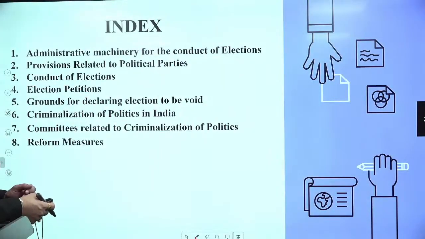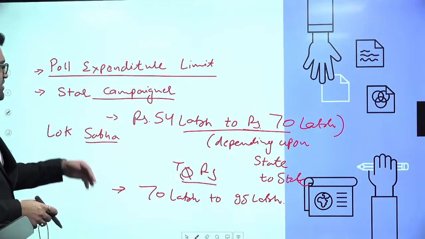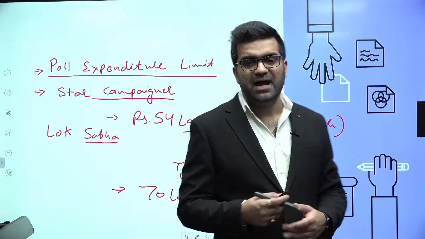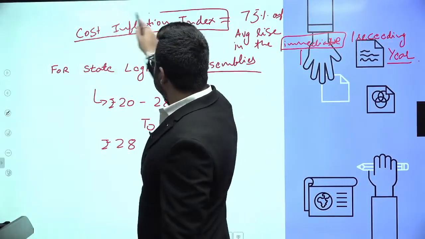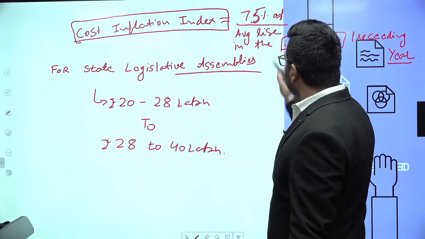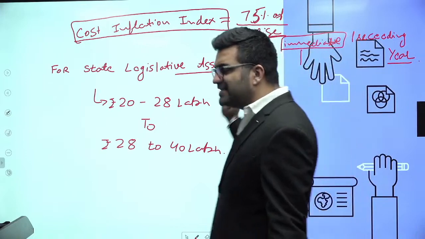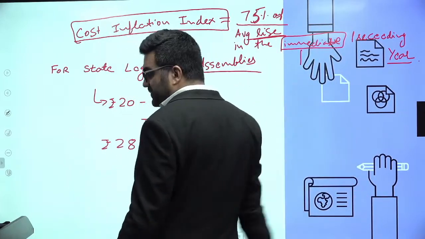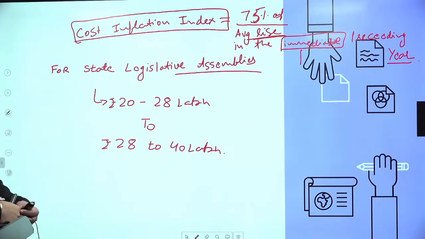But now coming back here, okay, so these are the headings here we are going to cover. So we have covered the basic details about the poll expenditure limit. How is it revised? It is revised from time to time. It is revised by devising a cost inflation index. This cost inflation index takes 75% of the average increase. Now mind you, it takes into account 75% of only the average increase in the consumer price index of the preceding year.